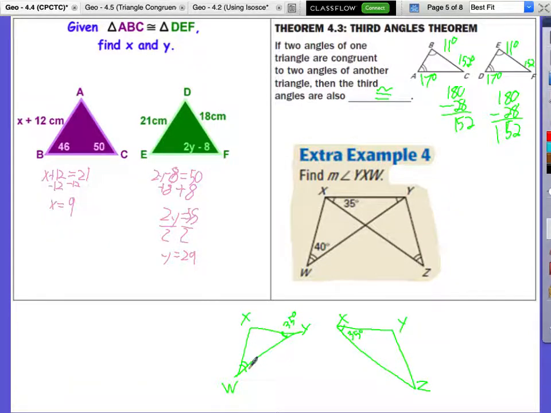This angle down here is still going to be 40 degrees and congruent to this angle down here, which would equal 75. And so these add up to be 75.